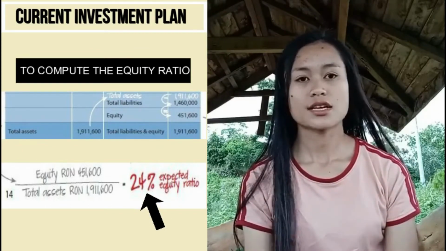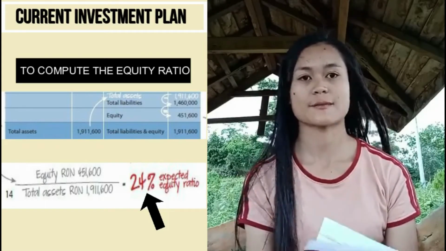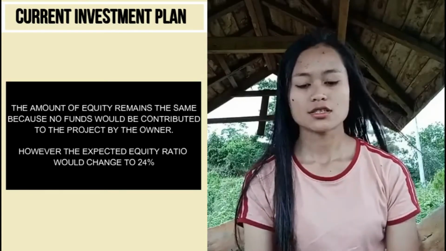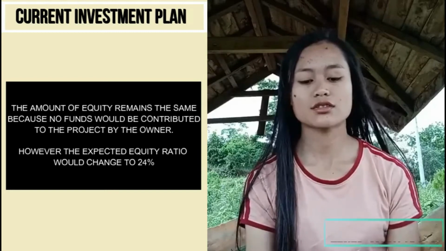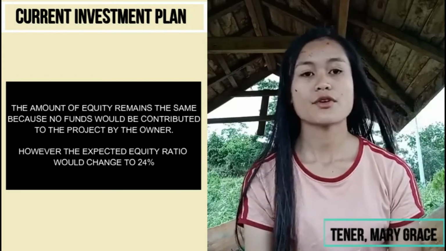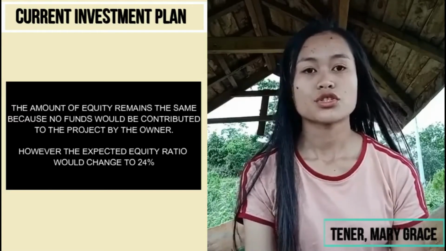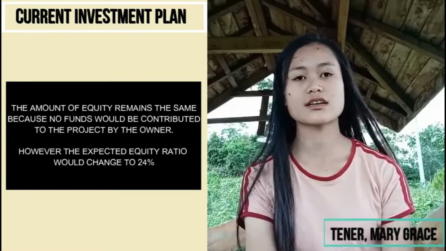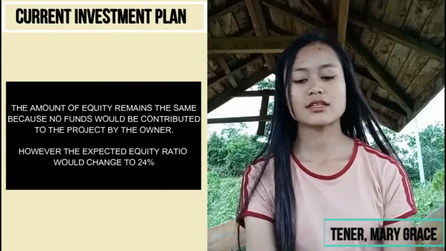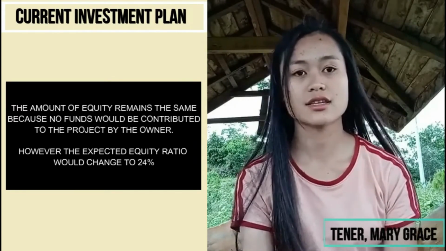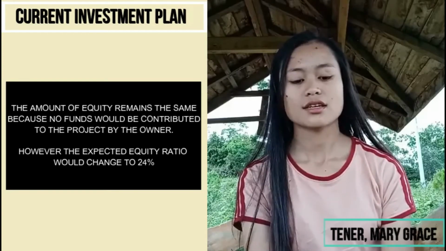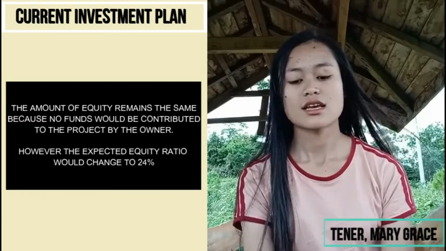So we convert it into percent, that is 24%. So the amount of the equity remains the same because no funds would be contributed to the project by the owner. However, the expected equity ratio would change to 24%. So since the original investment plan put the expected equity ratio below 30%, Mr. Alexandro must adjust his investment plan so that it is an amount of credit his business can currently support.